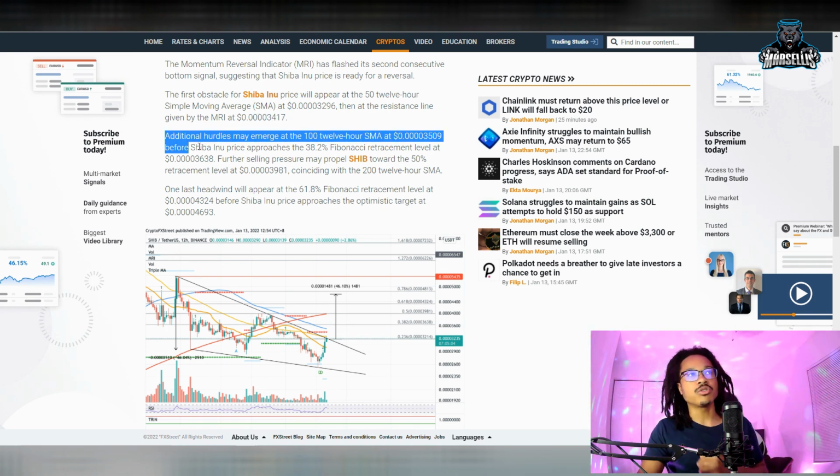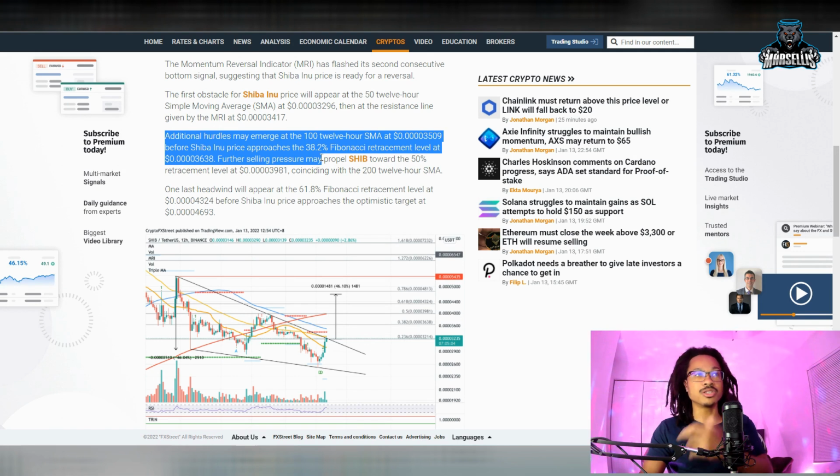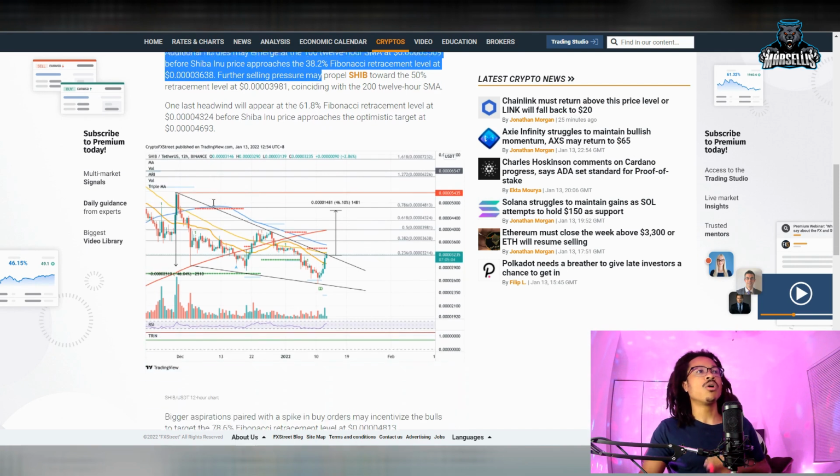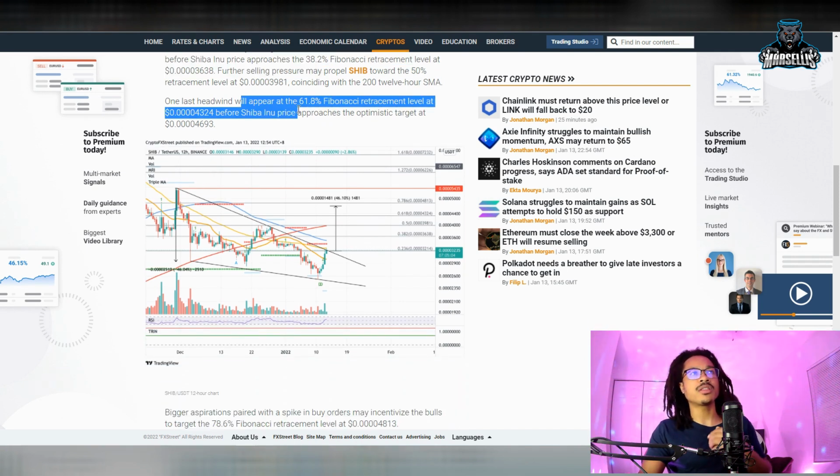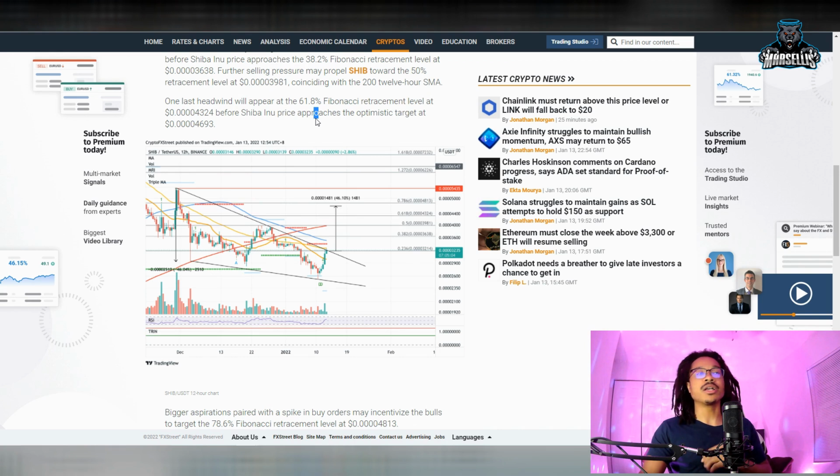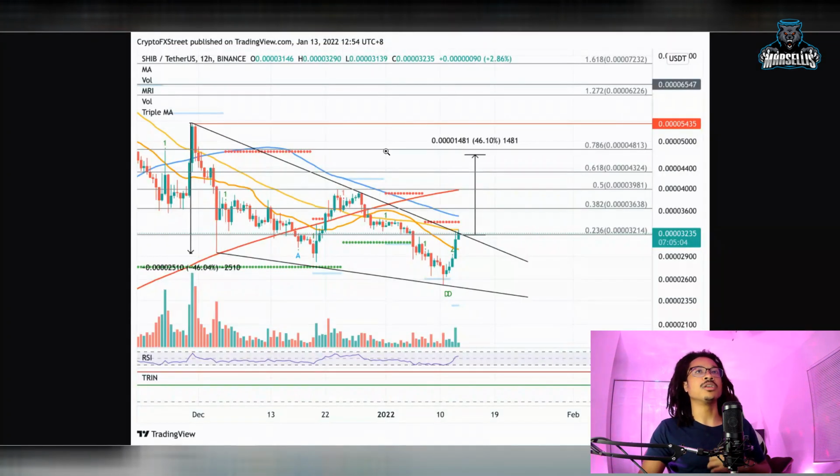Anyways, additional hurdles may emerge at the 112-hour SMA at 0.00003509 before Shiba Inu price approaches the 38.2% Fibonacci retracement level at 0.00003638. Further selling pressure may propel SHIB towards the 50% Fibonacci retracement level at 3981, coinciding with the 212-hour simple moving average. One last headwind will appear at the 61.8% Fibonacci retracement level at the 43 area and then the 46 area if we continue to have that optimistic rise in price action that Shiba Inu so desperately thrives for.